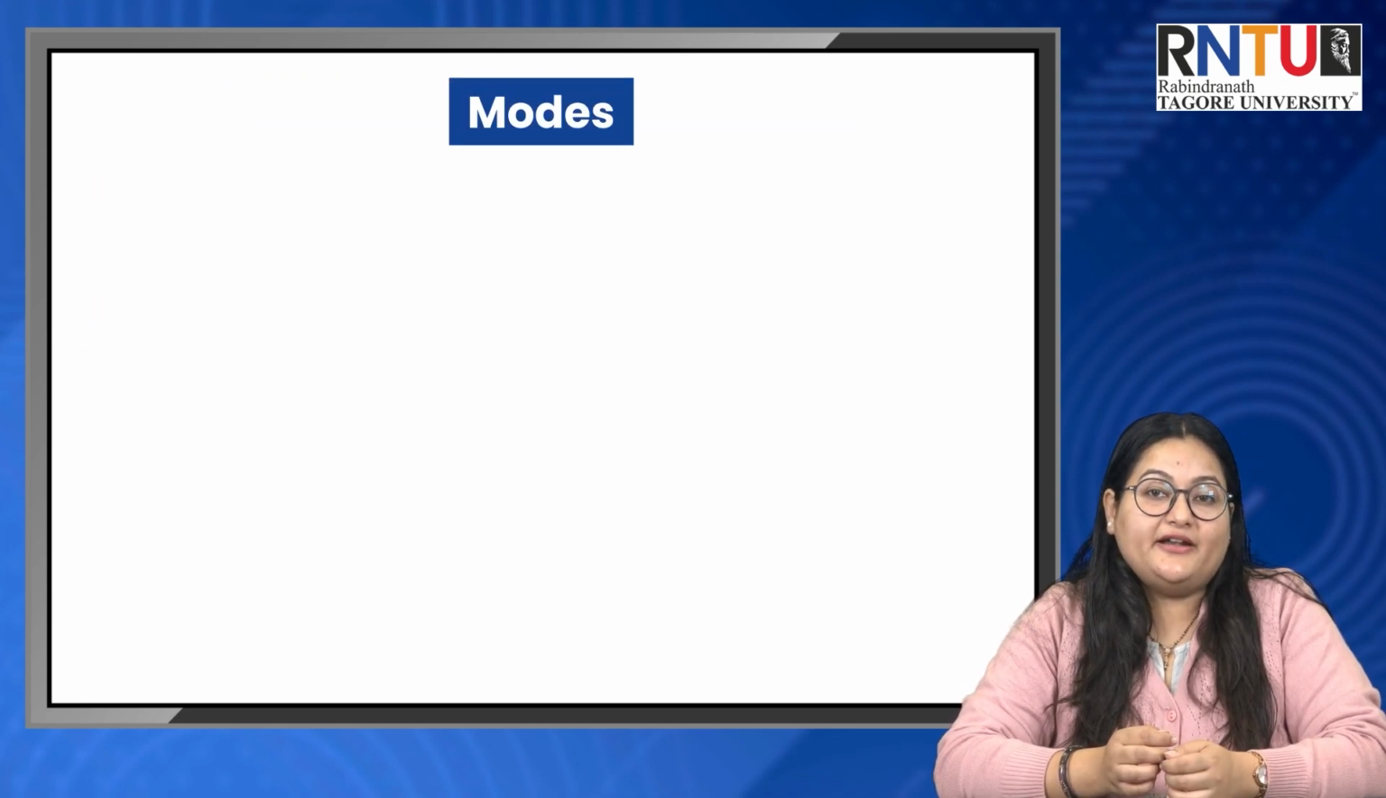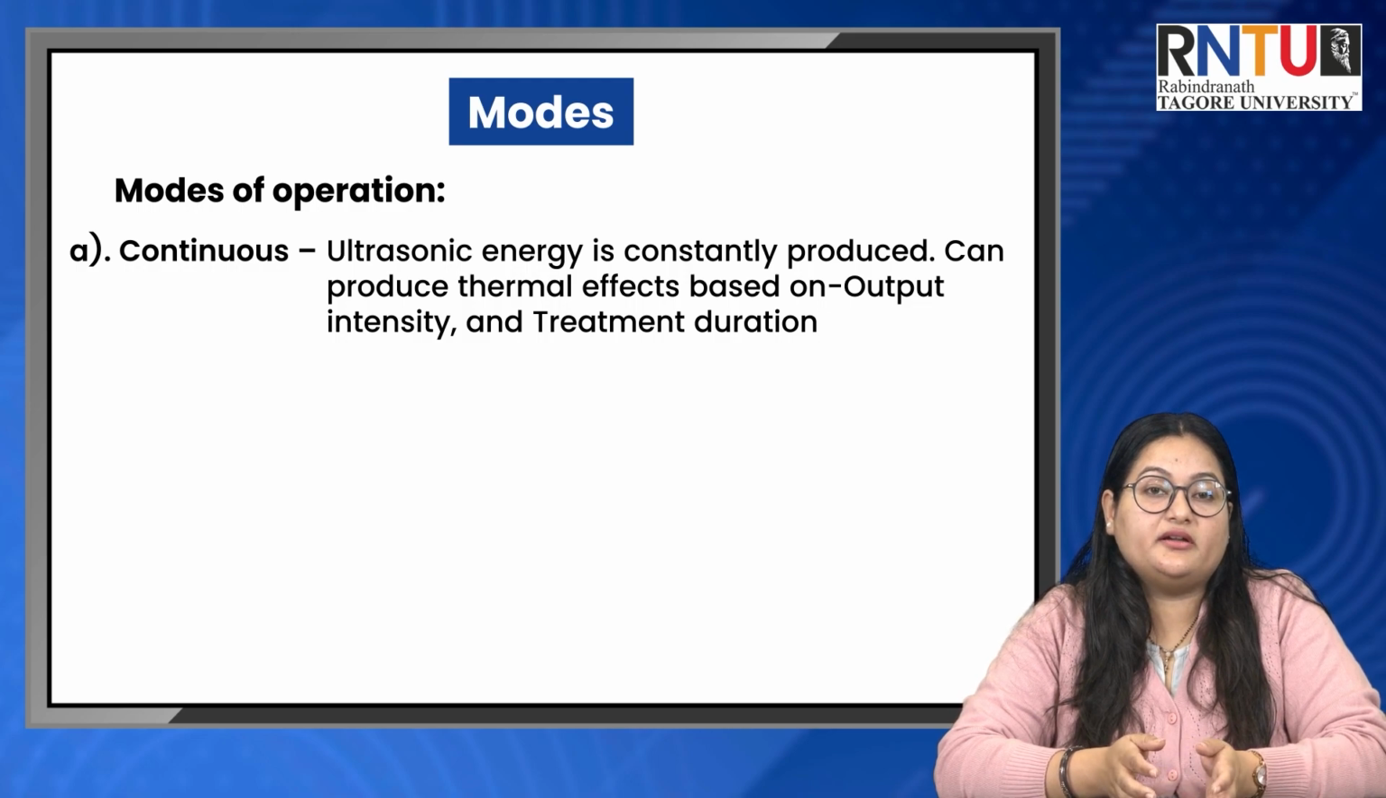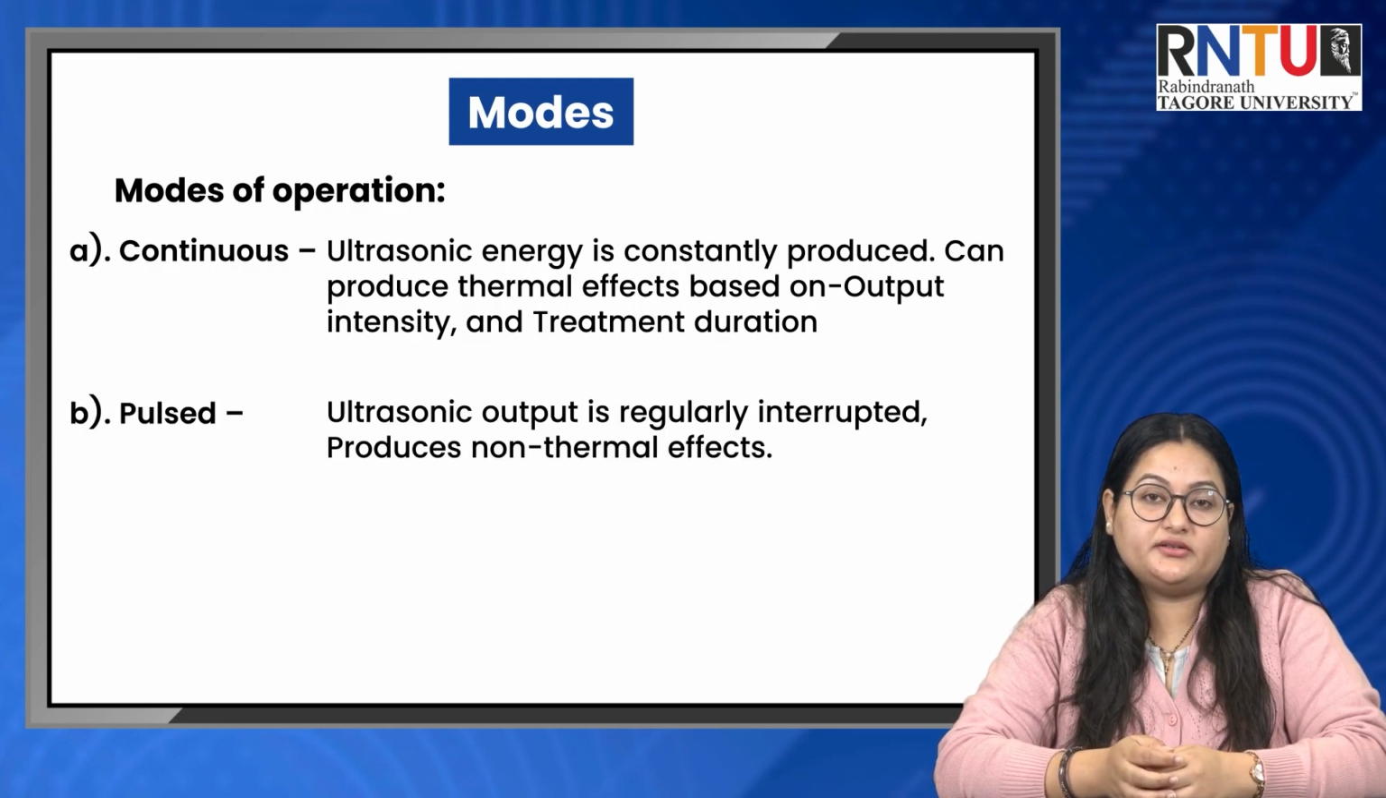Now we have a slide with modes of ultrasound. Here we have two modes of ultrasound. First is continuous mode. It means ultrasonic energy is constantly produced and can produce thermal effect based on output intensity and treatment duration. And second is pulse mode. Ultrasound output is regularly interrupted, and produces non-thermal effects.